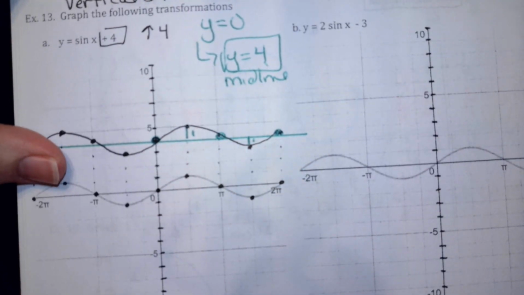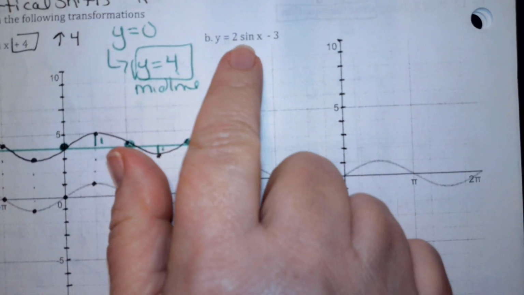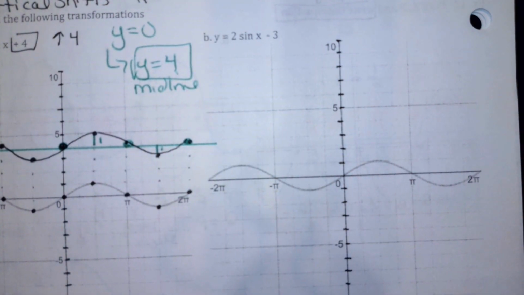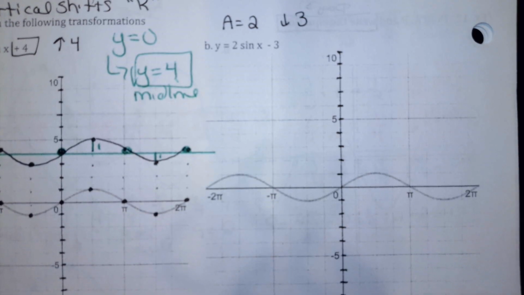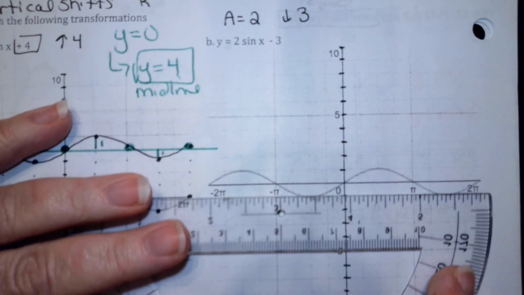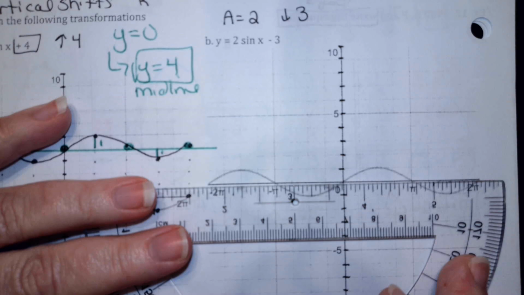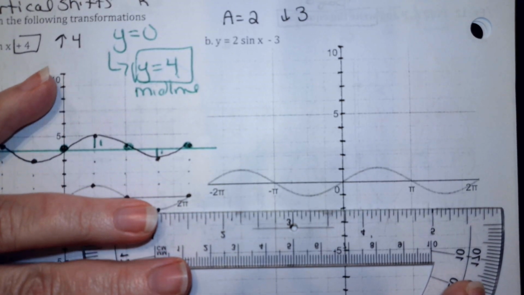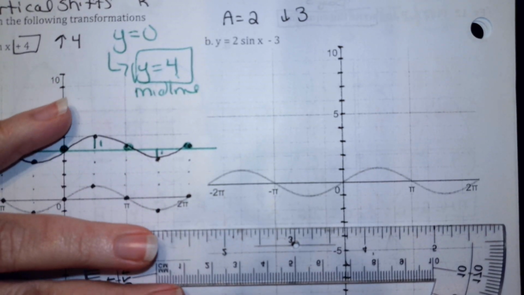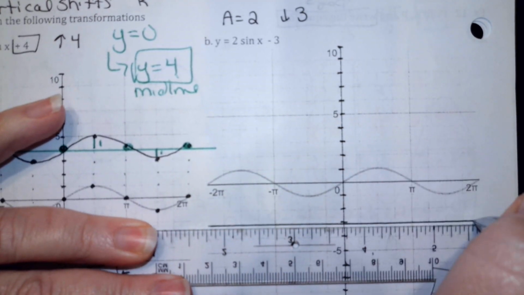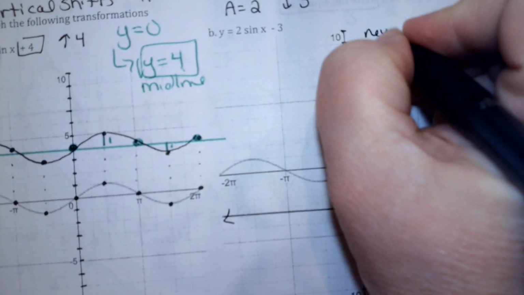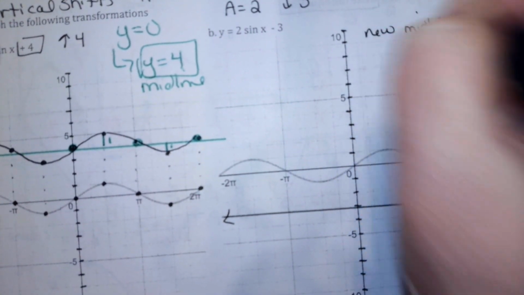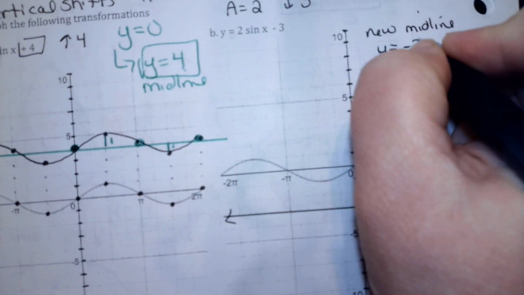Alright, so let's look at part B. For part B, we do have a change other than just moving it up or down. Our amplitude is now a 2, and the minus 3 means that we have to move everything down 3. So we're going to take the original midline and move it down 3 units. So down 1, 2, 3. So the new midline is now at y equals negative 3.